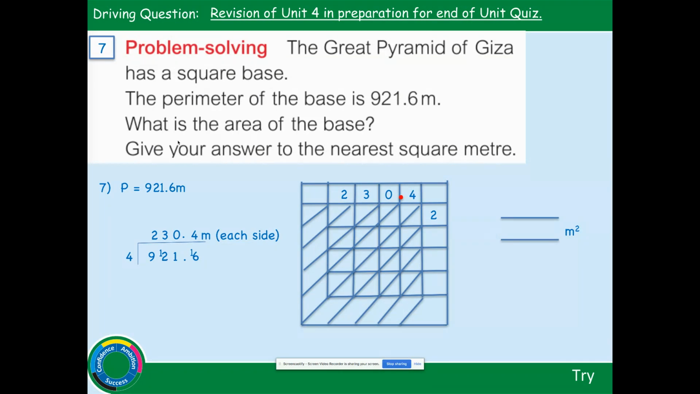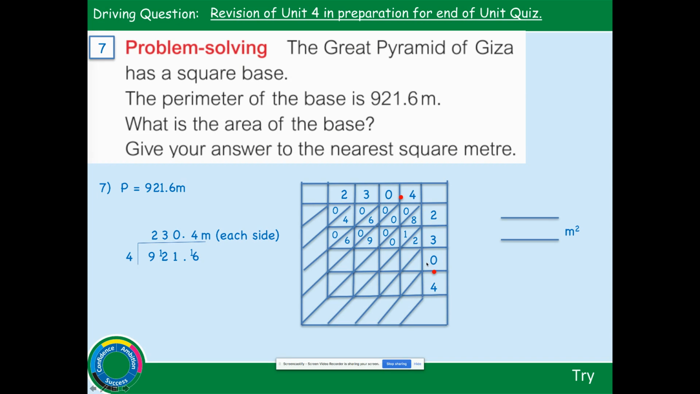Okay, 230.4. Okay, so if you remember this type of grid, we now multiply. 4 times 2 is 8. 0 times 2, anything times 0 would be 0. 3 times 2 is 6. 2 times 2 is 4. 4 times 3 is 12. 0 again times 3 is going to be 0. 3 times 3 is 9. 2 times 3 is 6.